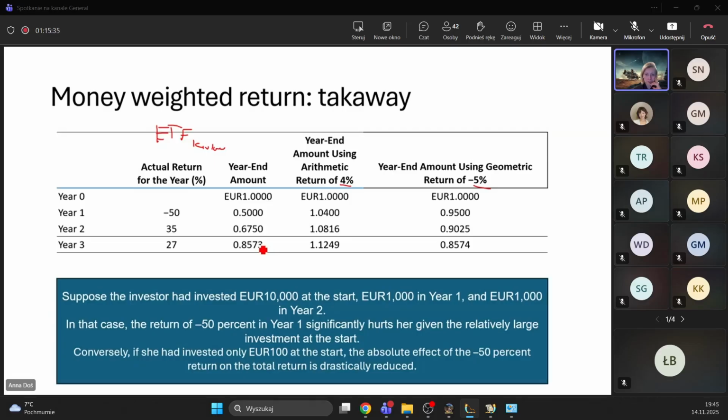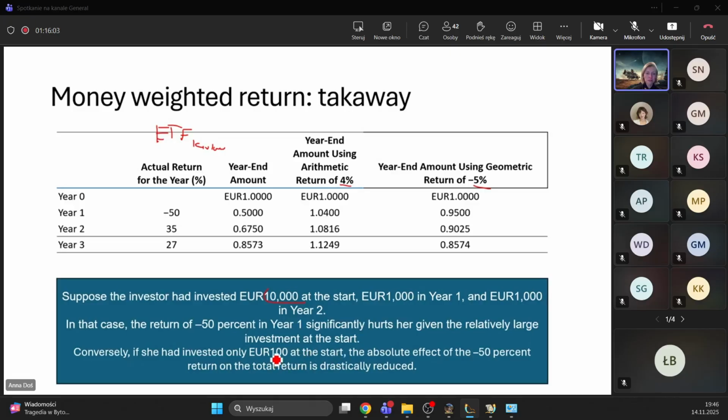However, if we invest 10,000 euro at the start, then 1,000 euro in year 1, 1,000 euro in year 2, we will lose 50% of the initial investment, and it will hurt us a lot. And then we will earn 35%, but on a much smaller amount of money.